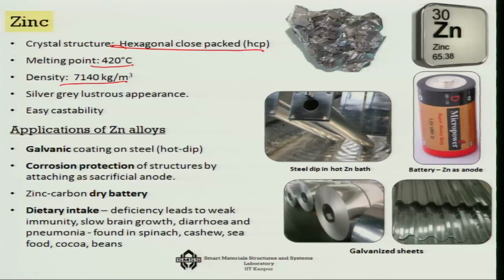Application of zinc is mostly in terms of corrosion resistance, like galvanic coating, corrosion protection of structures, and also in batteries. And you must be knowing that in our body also we need it up to a very small percentage, almost trace, but it is needed to have good immunity, brain growth, to prevent diarrhea, pneumonia and all sorts of such problems. So, that is why zinc to a very small trace amount is generally needed in our body also. So, that is the basic zinc of course.